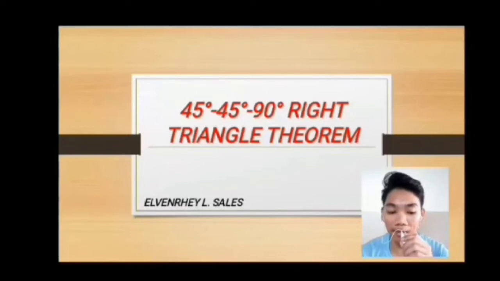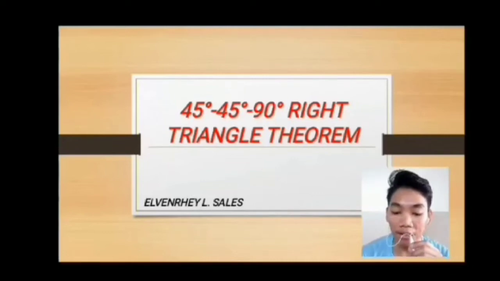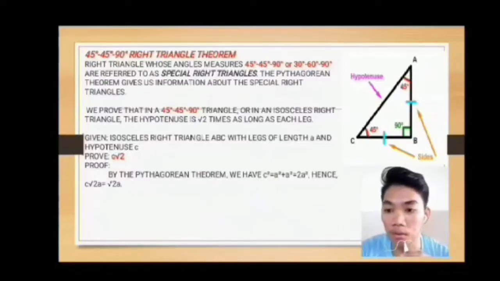So, kapag given ang angle ng triangle natin is 45-45, tapos yung right angle natin is 90 degrees, we can use this theorem na di na tayo gumagamit ng Pythagorean theorem to solve for the legs or hypotenuse of the right triangle. Right triangles whose angles measure 45-45-90 degrees or 30-60-90 degrees are referred to as special right triangles. The Pythagorean theorem gives us information about the special right triangles.